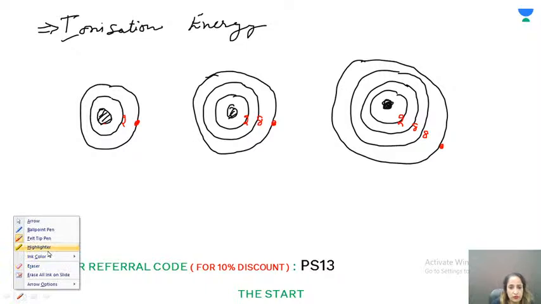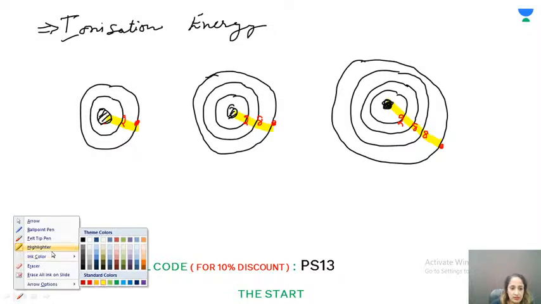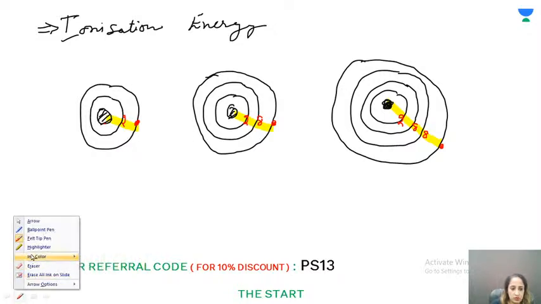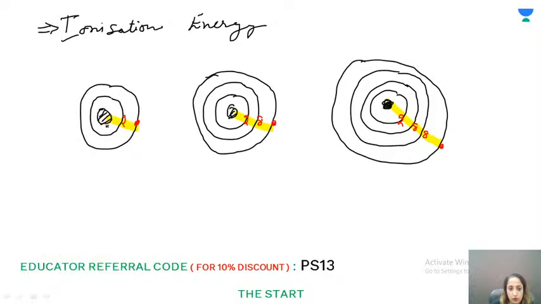There is a force occurring between this nucleus and this outermost electron, and similarly for this nucleus and this outermost electron. This force is what binds the electrons to the nucleus. So there is a force between the nucleus and the electron which binds it towards the nucleus. Ionization energy is the energy we need to remove this electron.